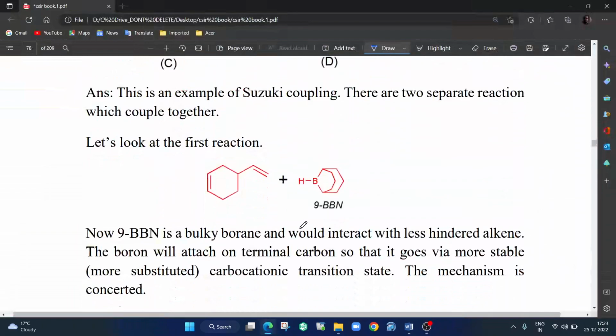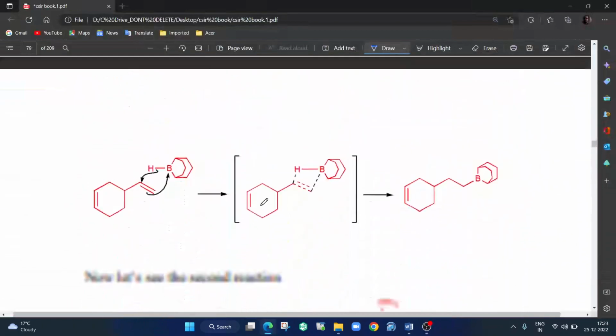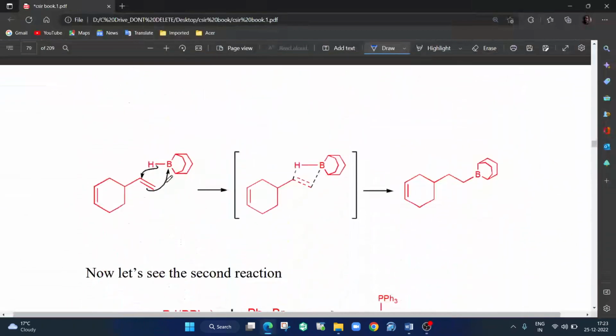So the first step is of course 9-BBN. 9-BBN, you know, very bulky boranes. So of course it will not choose this because this is more hindered than this one. So it will attack on the less hindered side and you get something like this.